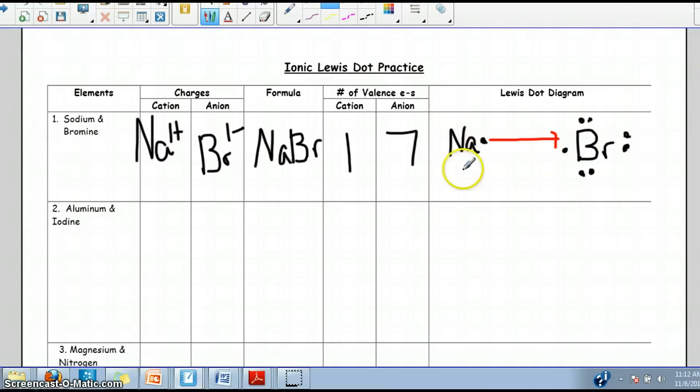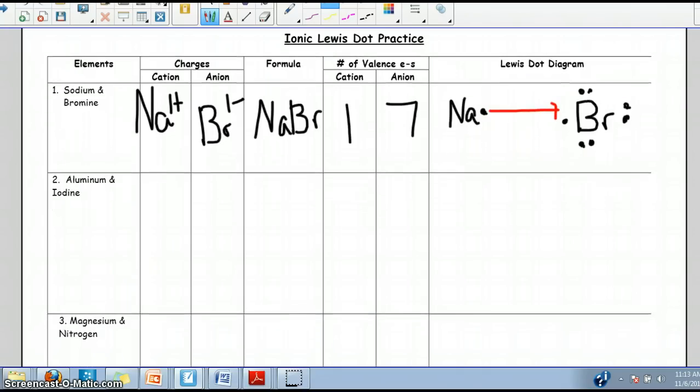Here's a little hint. Cations always give. Okay, so the metal, the first one, the positive one, is always going to be the giver, and the nonmetal is always going to be the taker. And that's all we're doing here. We're just showing where the electrons transfer.